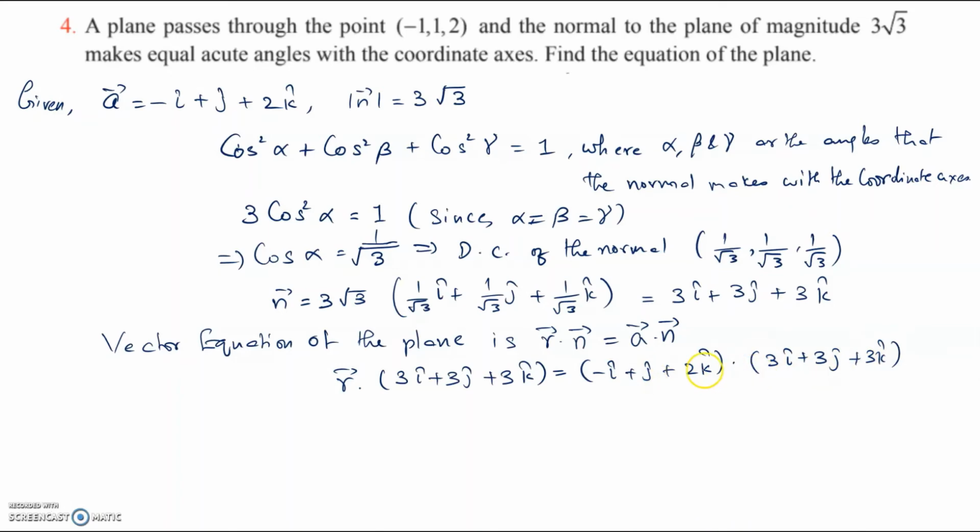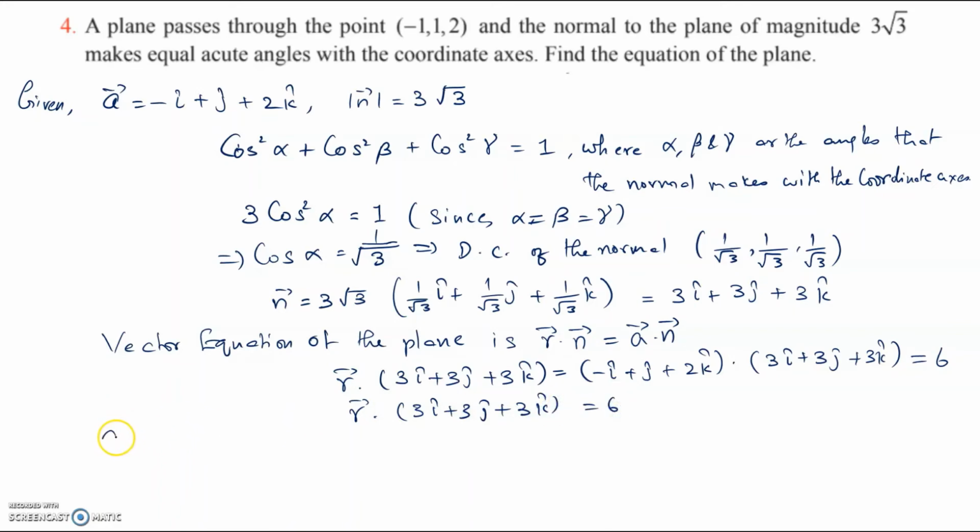This would be minus 3 plus 3 would be 0, plus 6. So it's a 6. Therefore, our vector form of the equation is r dot product with 3 i cap plus 3 j cap plus 3 k cap is equal to 6.